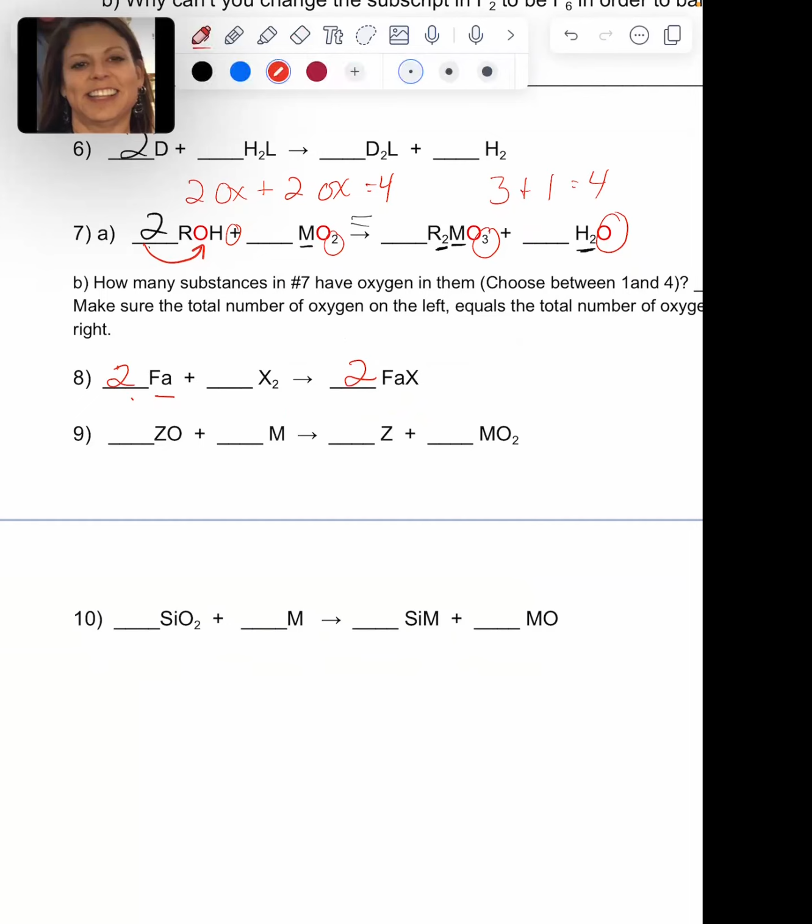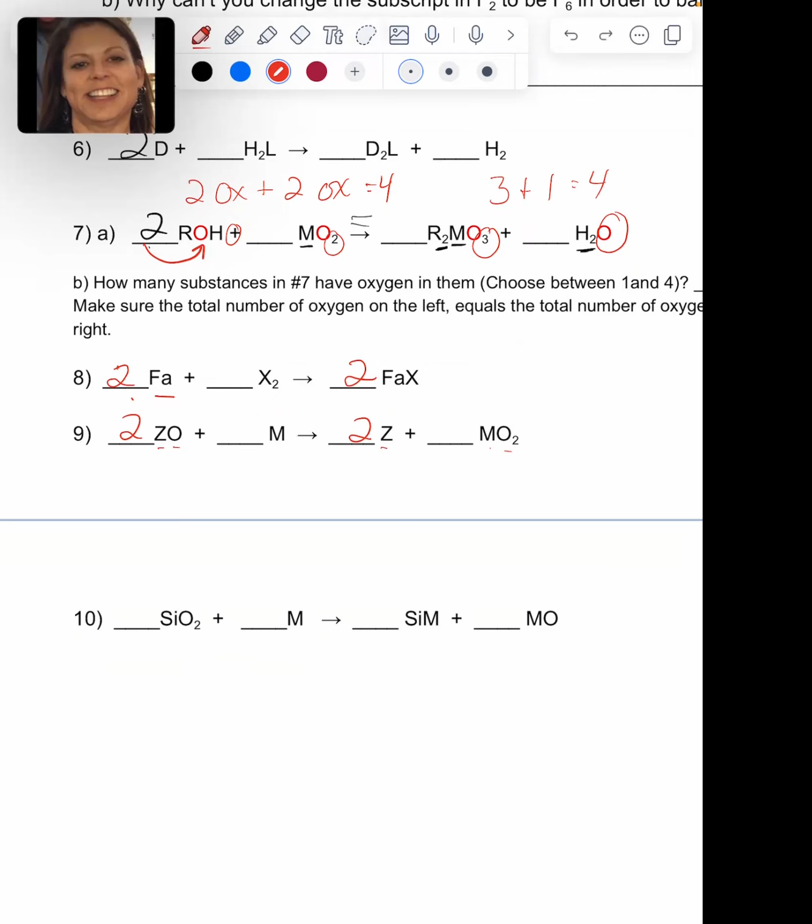All right, number 9, 1Z, 1Z, good. 1 O, 2 O's. Need more O's on the left. So I put a 2 there. Now I have 2 Z's though. So I put a 2 there. 1M, 1M, done.